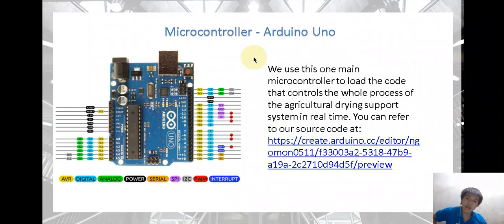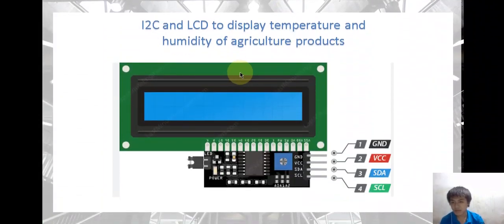Then we will consider the microcontroller. The microcontroller in this model we use is Arduino Uno. It will control all the devices of the system. It receives the signal from the sensors, processes it, and then sends the output signal to the actuators. To display the temperature and humidity information, we will use the LCD. The communication the LCD uses is I2C.